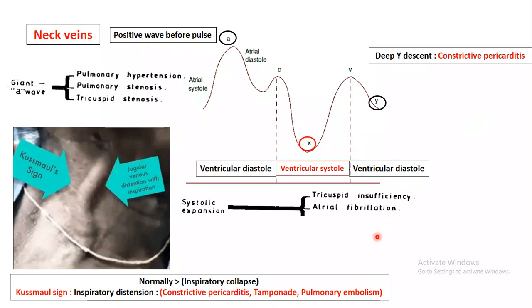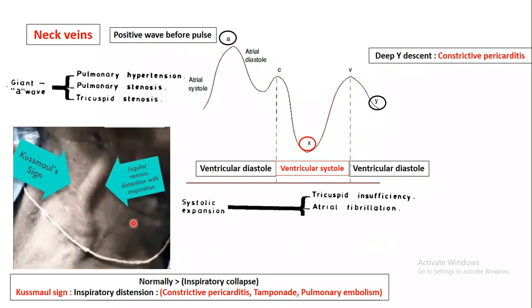And finally, the final thing that we should comment on after we comment on the waveform is asking the patient to take deep inspiration. What normally occurs during deep inspiration? This creates a negative intrathoracic pressure that causes suction of any blood inside the jugular veins into the right atrium. So what is abnormal is inspiratory expansion of the neck veins.